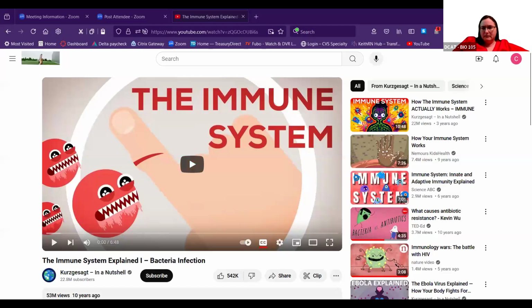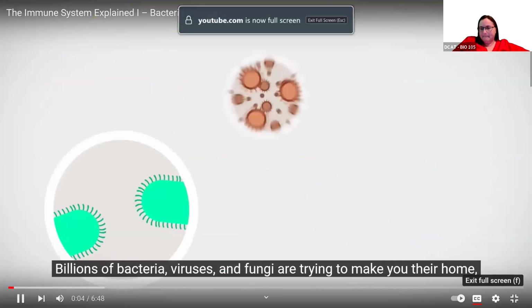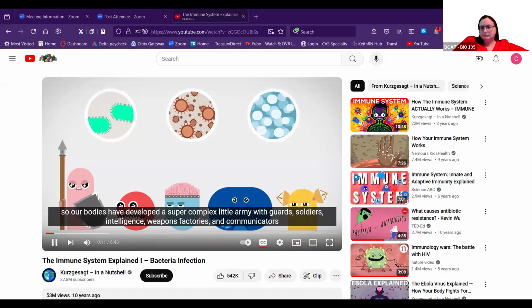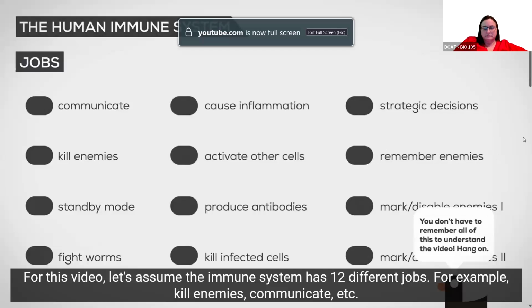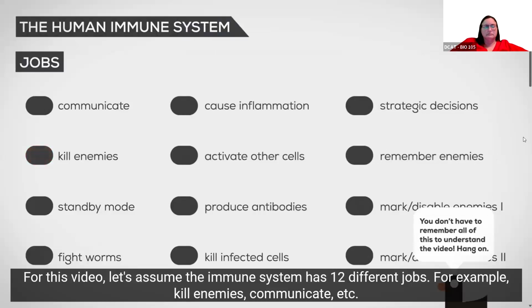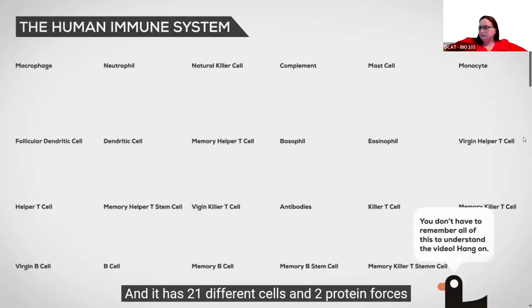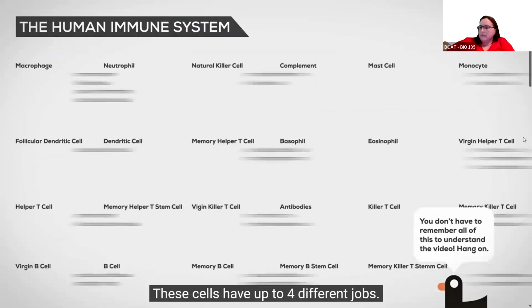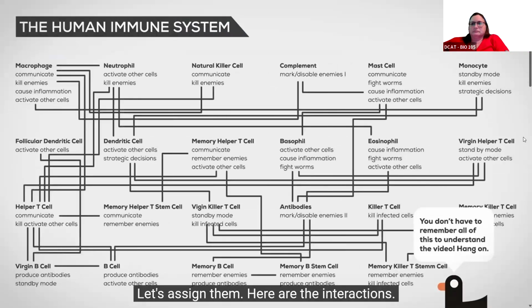Every second of your life, you are under attack. Billions of bacteria, viruses, and fungi are trying to make you their home. So our bodies have developed a super complex little army with guards, soldiers, intelligence, weapons factories, and communicators to protect you from, well, dying. For this video, let's assume the immune system has 12 different jobs. For example, kill enemies, communicate, etc. And it has 21 different cells and 2 protein forces. These cells have up to 4 different jobs. Let's assign them. Here are the interactions.